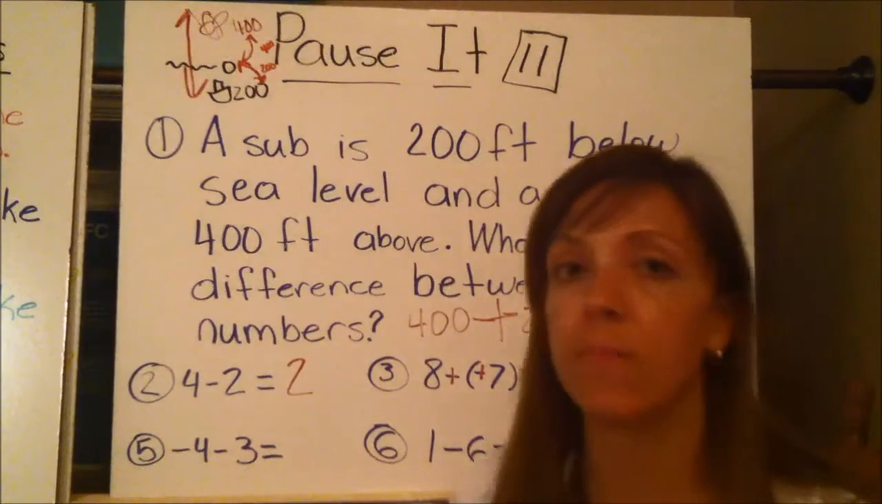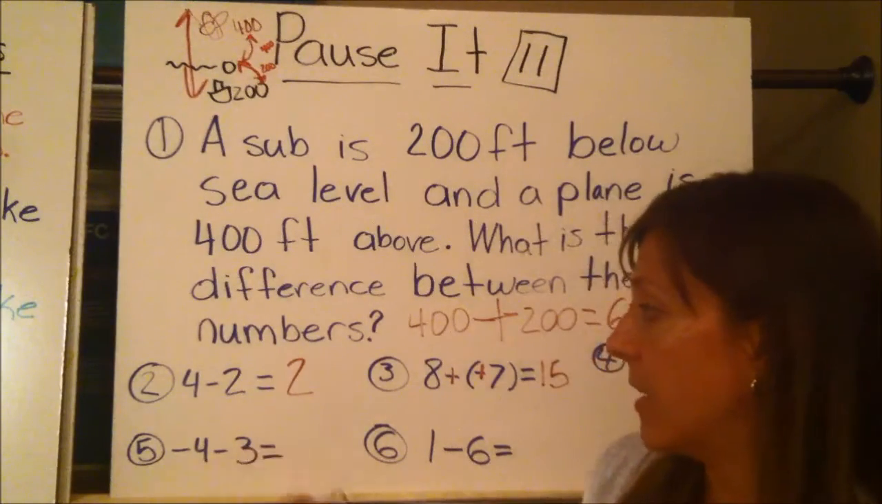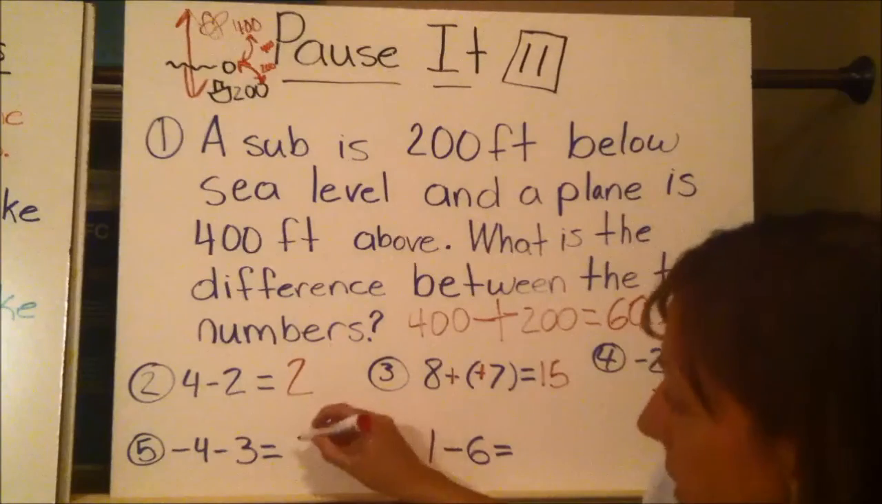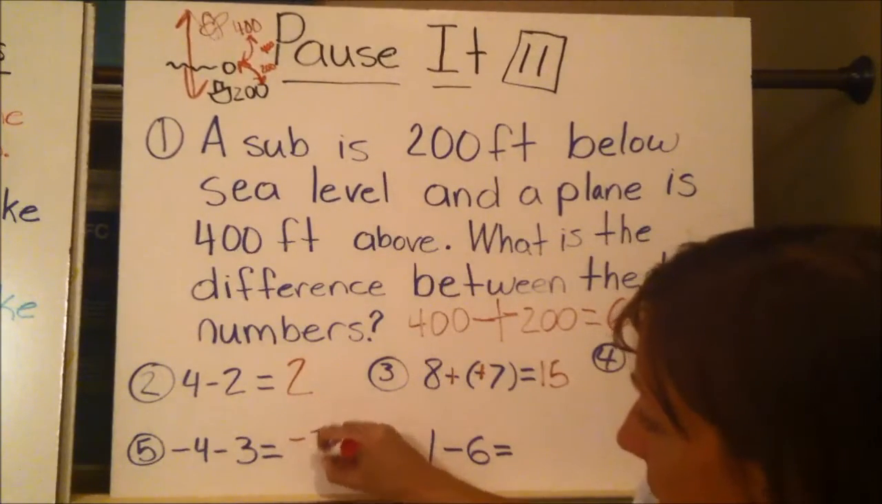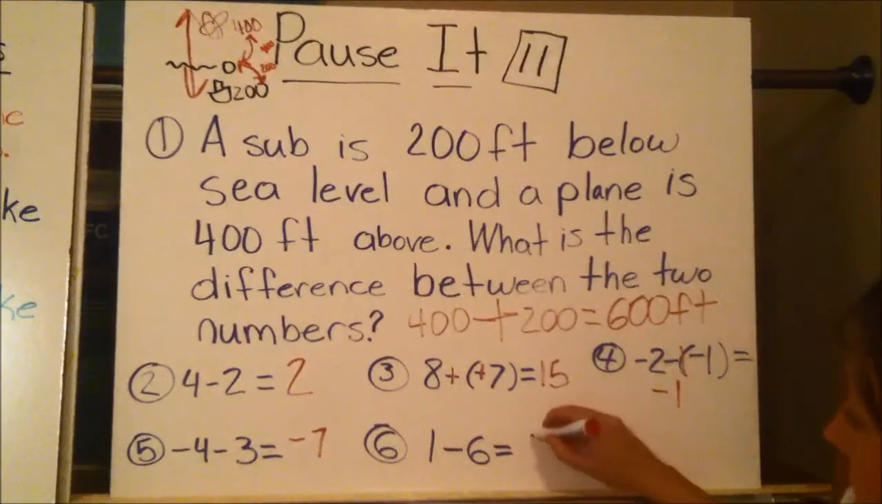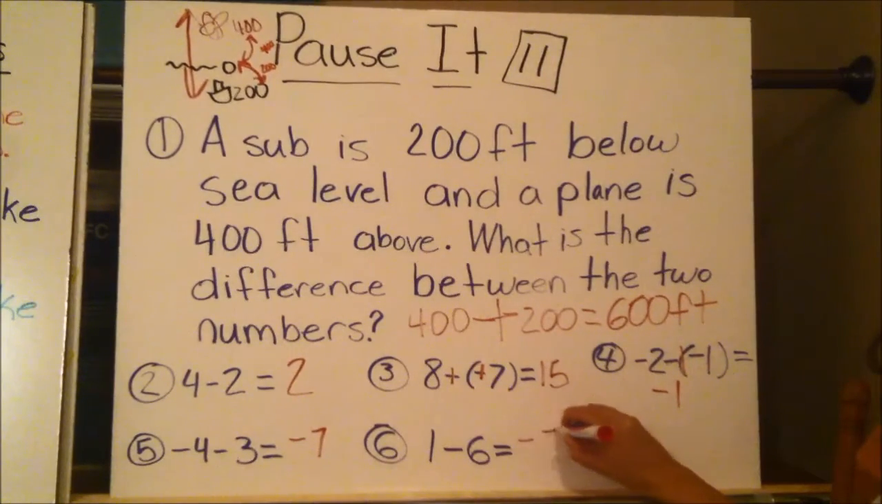Number 5, negative 4 minus 3. Negative 4 minus 3 is going to give us a negative 7. And 1 minus 6 is going to give us a negative 5.